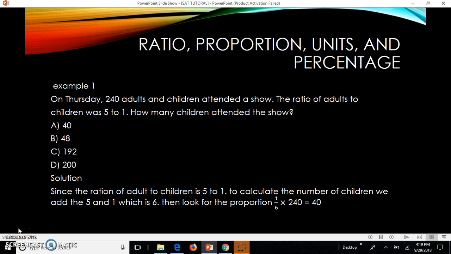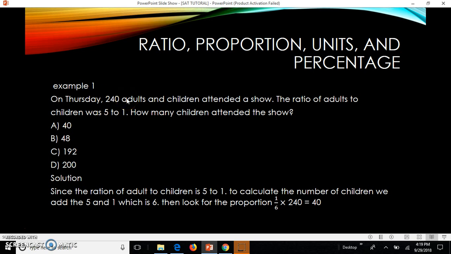Today I'm talking about ratio, proportion, unit and percentage. I'm sure you're familiar with this topic and I'll just explain it. So, example 1.